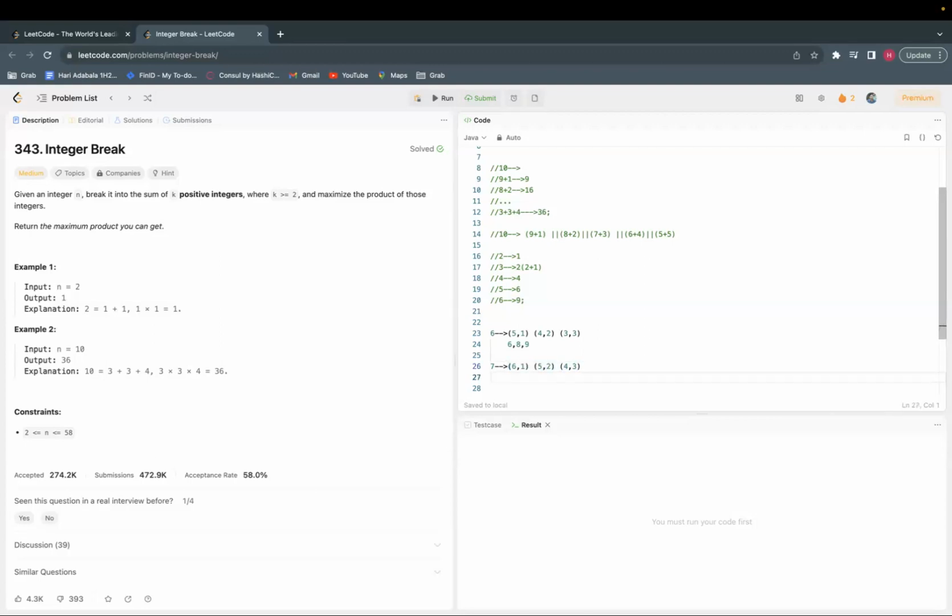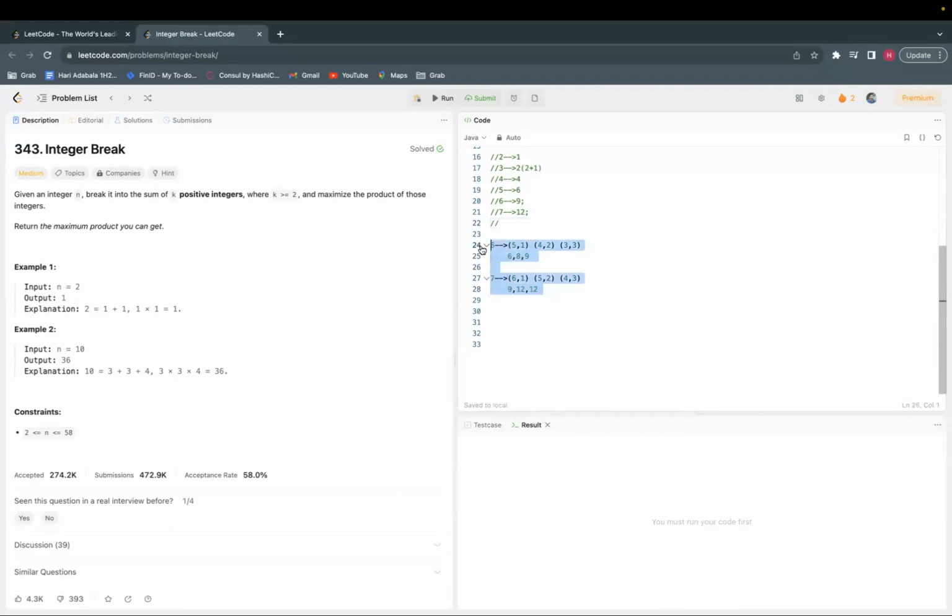Now let's calculate. For 6, the maximum possible will be 9, so 9 star 1 is 9. For 5, the maximum possible value will be 6, so 6 star 2 is 12. And for 4 and 3, the maximum possible value will be 4 star 3, which is again 12. So for 7, we can write it as 12. Okay, just hold on, guys. Here we're getting some pattern.